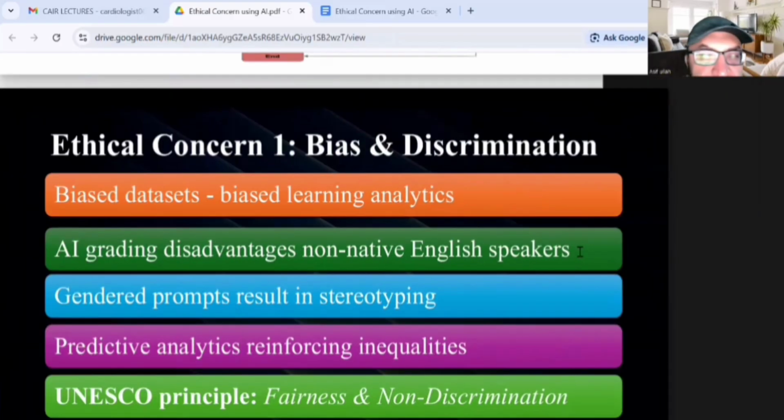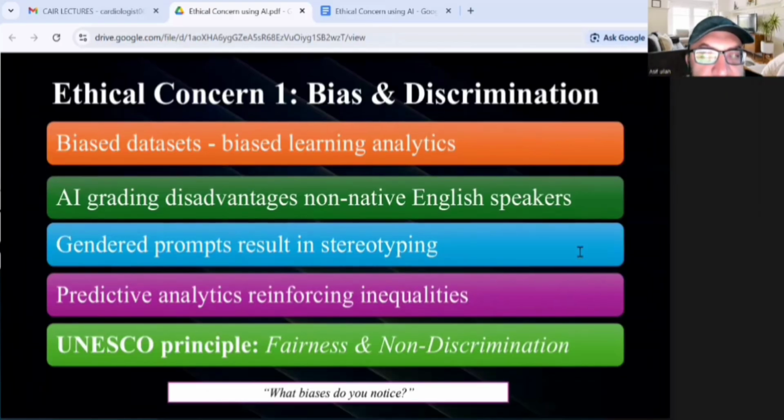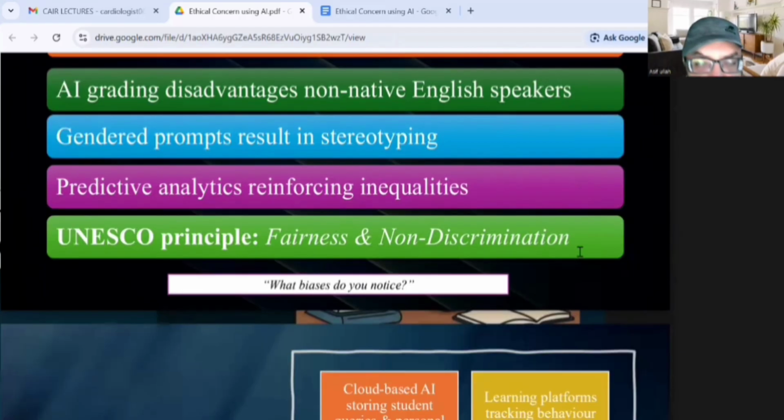Ethical concern: bias and discrimination. There can be bias that affects learning analytics. AI grading disadvantages non-native English speakers. Gender prompts result in stereotyping. Predictive analysis reinforces inequalities. The UNESCO principle is fairness and non-discrimination.